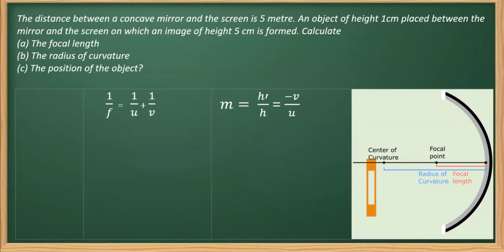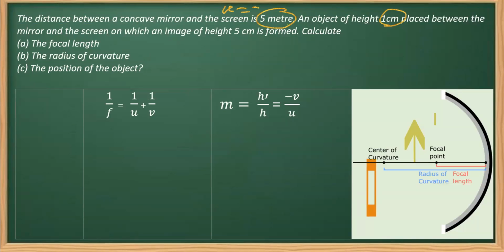So one thing we get to know is that the screen distance from the mirror is given as 5 meters. That means we know v here, and v has to be minus 5 meters. Further, it says that an object of height 1 centimeter is placed. So let's place an object in front of the mirror. The object is always placed in front of the mirror. So this is the object placed and its height, 1 centimeter, is given.